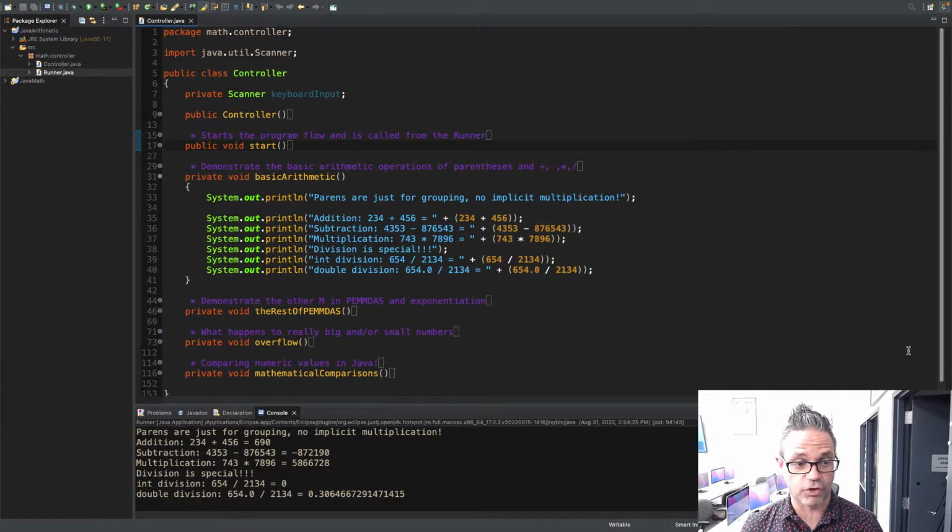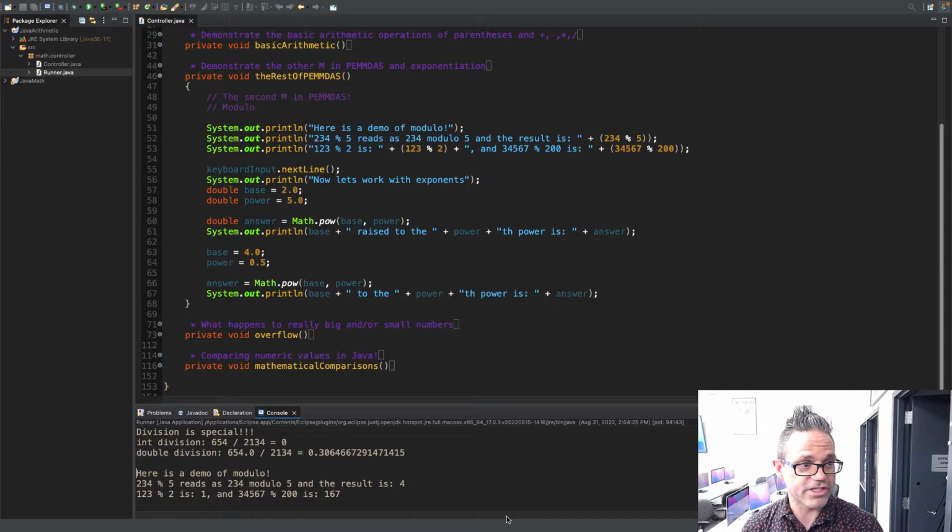And so 654 divided by 2,134 as a decimal gives us the 0.306, rest of the value on that. And so we can have that double value happening by using double-based division, by making sure either the numerator or the denominator is a double, or by casting, which we'll take a look at another time. So that's our basic arithmetic: add, subtract, multiply, divide.